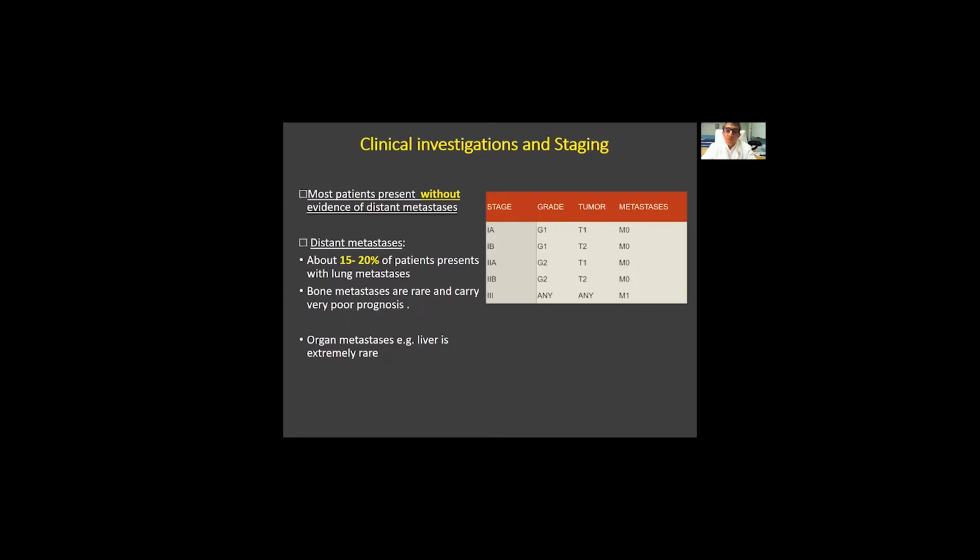Most of the patients present in stage 2B, meaning that most of the patients are non-metastatic, high grade, and the tumor has an extraosseous extent. 15 to 20% of the patients present as stage 3, indicating the presence of metastasis. And most of these metastases are located in the lung. Bone metastases are rare and carry very poor prognosis. Organ metastases, like the liver, are extremely rare in bone sarcomas.